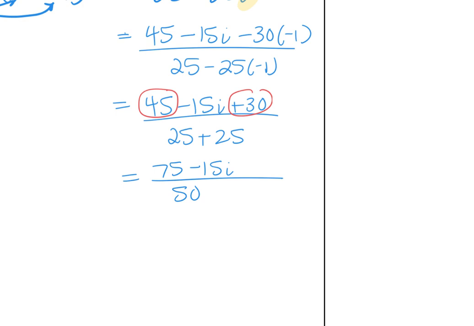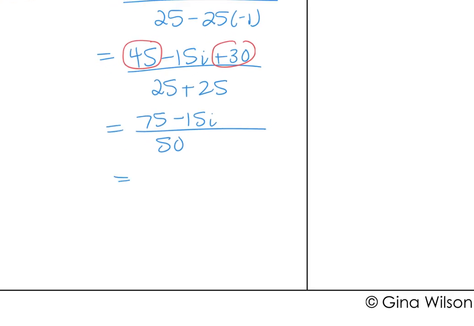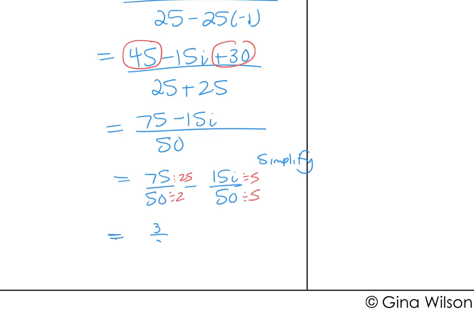We will be able to break this up. I'm going to do 75 over 50 minus 15i over 50. And now I'm going to simplify each fraction. I broke it up first because here we can divide by 25 and here we can only divide by 5. So I'll get 3 over 2 minus 3i over 10. Real then imaginary, simplified.